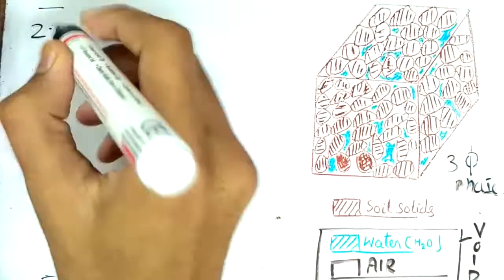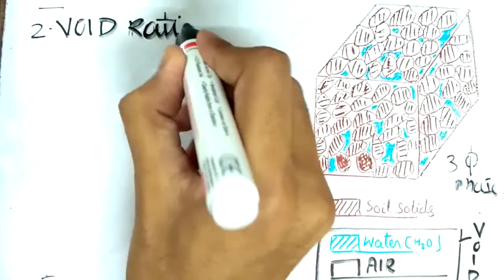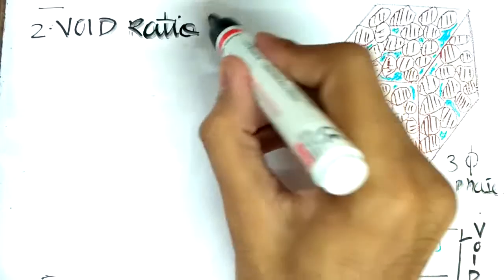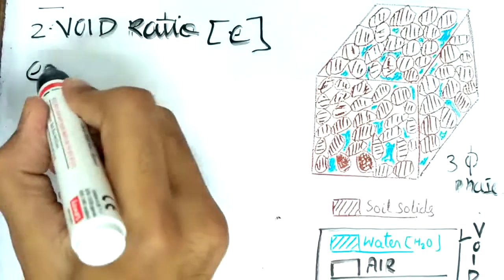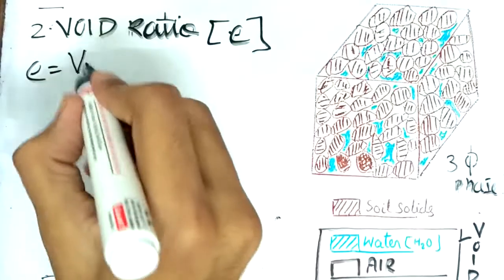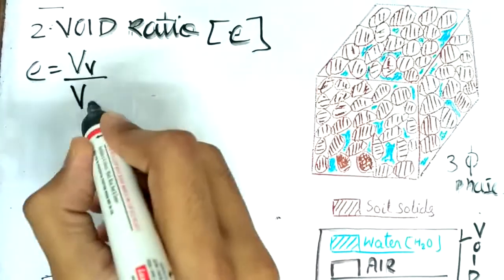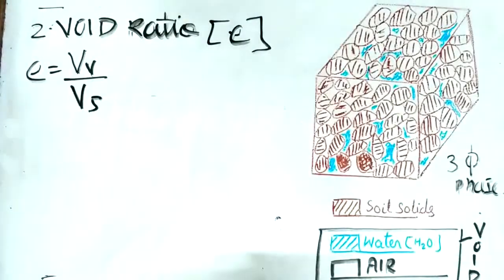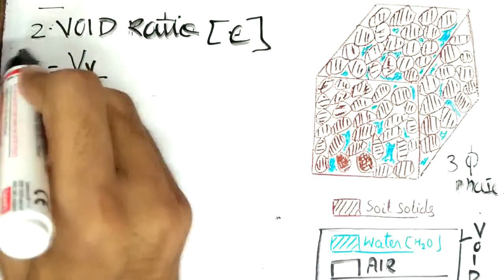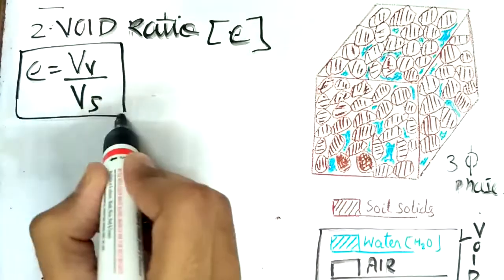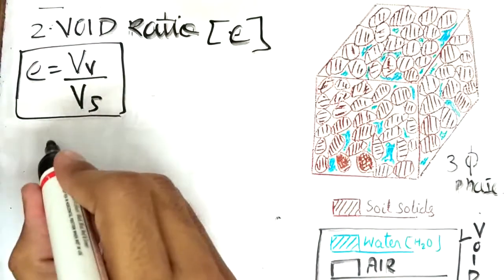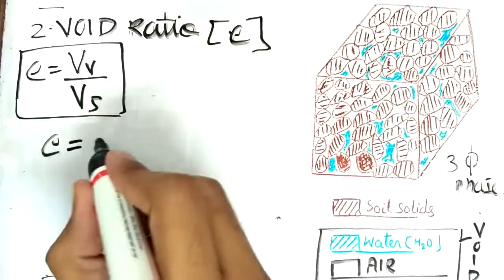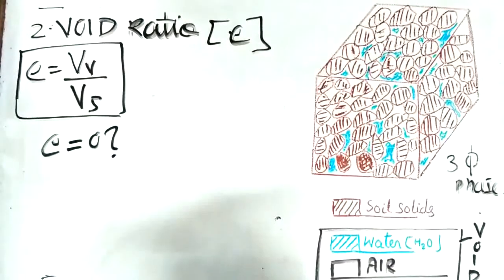Now let's talk about the second parameter, that is void ratio. I represent void ratio by small e. The formula is e equals volume of void upon volume of soil solids. This is the main formula of void ratio. Now let's talk about the limits again. Can I have e equal to 0?